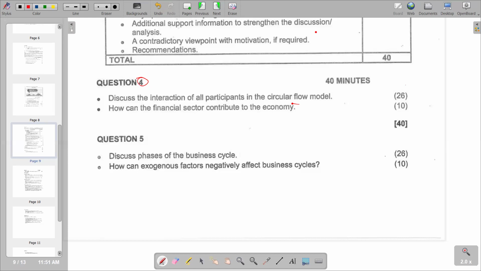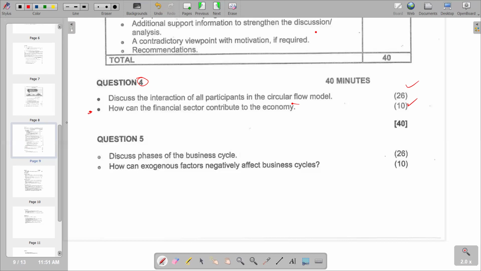On the first part we've got 26 marks, and the second part, the additional part, will be 10 marks. Remember our layout of our essay. We are supposed to start with our introduction, then go to our main body. Besides the main body, we're also going to have our additional part, which in this case is represented by the second point, and then we go to the conclusion.